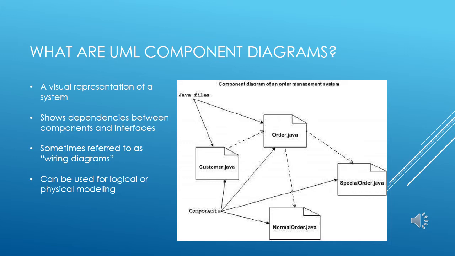Component diagrams specifically are a form of UML structure diagram, and they represent all the components of a system and how they interact with each other.